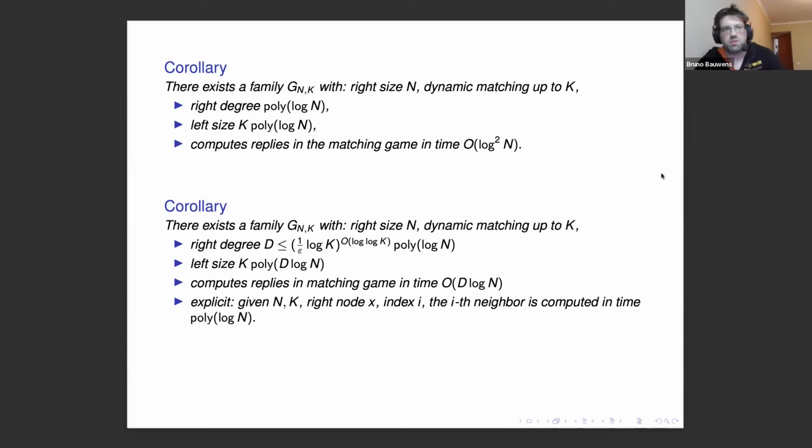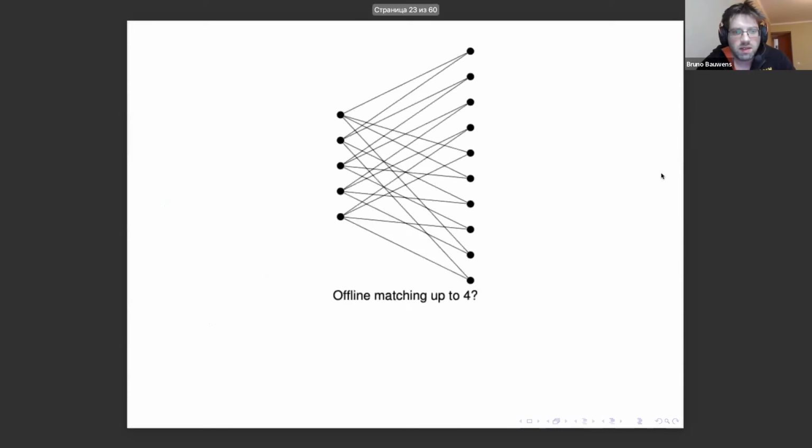Okay, so let's go to the next slide, and let us explain what Hall's theorem is. Here we see a graph, and we want to know whether it has offline matching up to 4. So any right subset of 4 nodes can be connected to 4 nodes at the left. Can we select 4 edges that are disjoint and cover the 4 nodes? To get this, we can apply Hall's theorem.